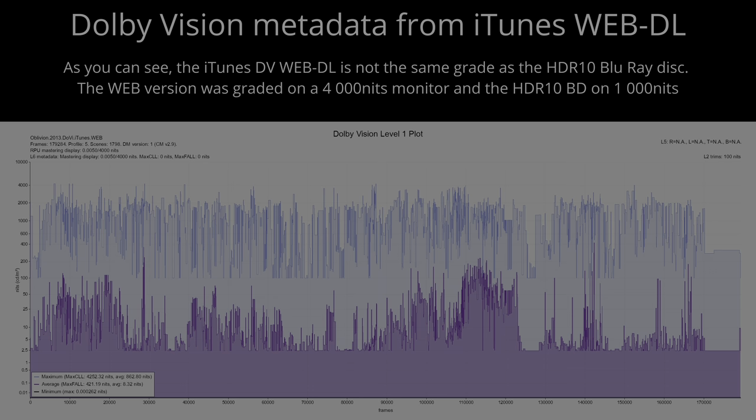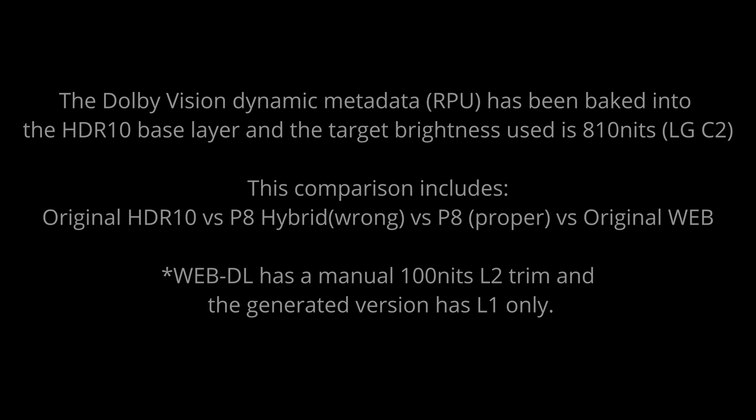The comparison will be with the movie Oblivion. The Blu-ray disc version is HDR10 only and was graded on a 1000 nit monitor, while the streaming version features Dolby Vision and was graded on a 4000 nit monitor.